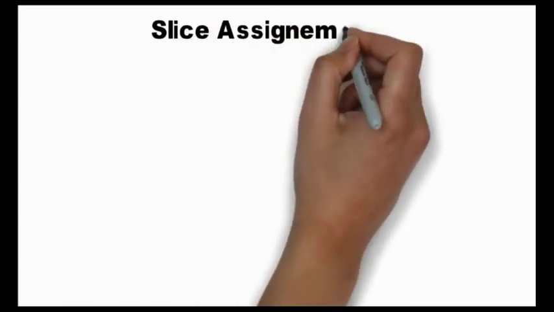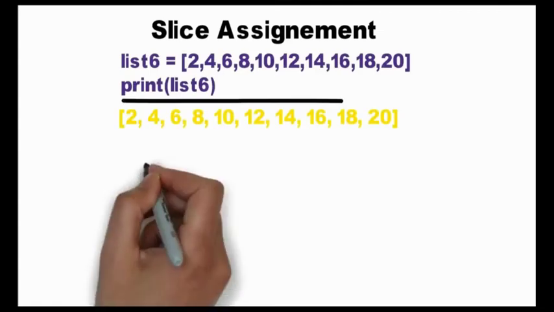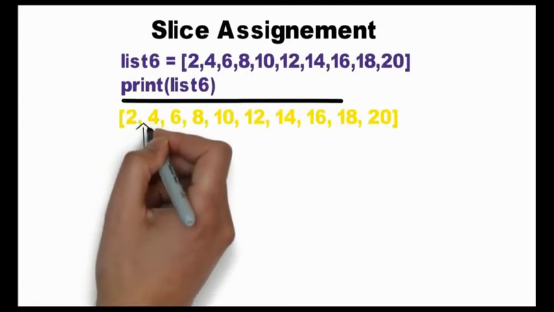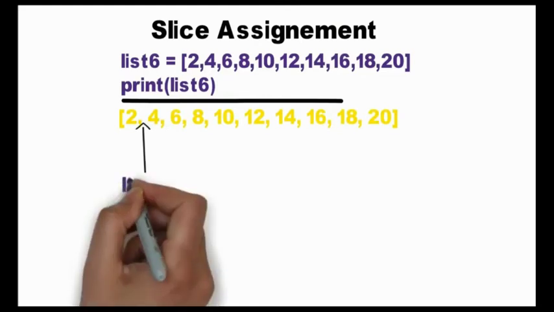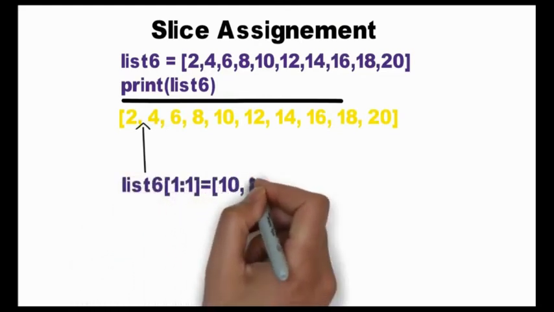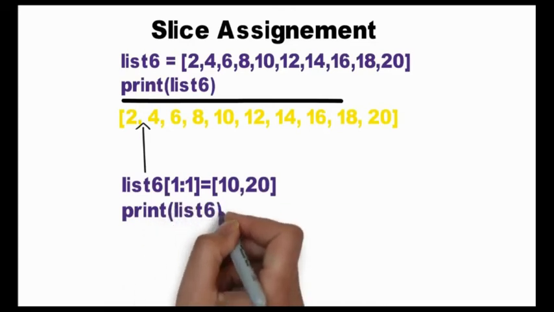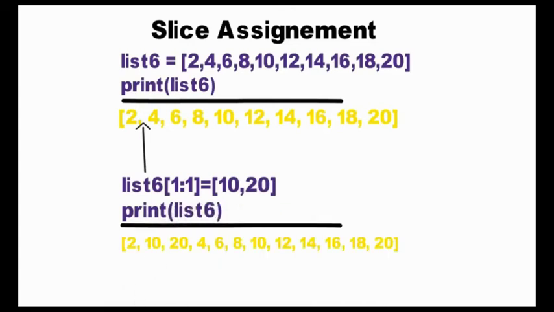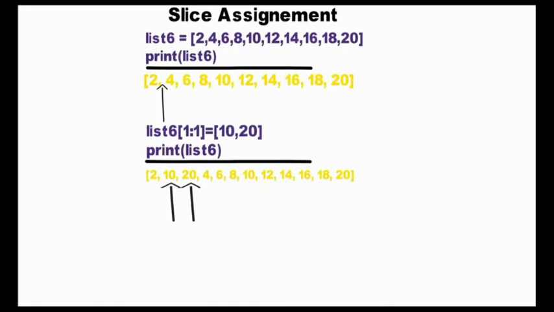Next we shall look at slicing assignment, or slice assignment. Slice assignment is used to insert or replace items of one list inside another list at any particular location. Let's say we want to insert the list 10, 20 starting from index 1 of list6. So we can write list6[1:1] = [10, 20]. We can observe that 10, 20 is added starting from index 1.